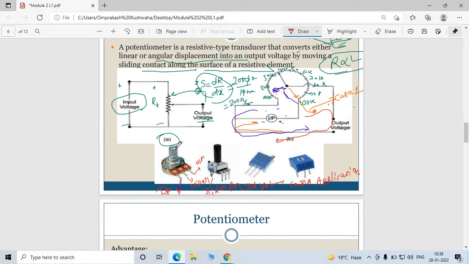And this structure above is your control shaft. Okay, control shaft. By this control shaft you can measure the different scale of displacement. Okay, so this is the structure of your potentiometer.